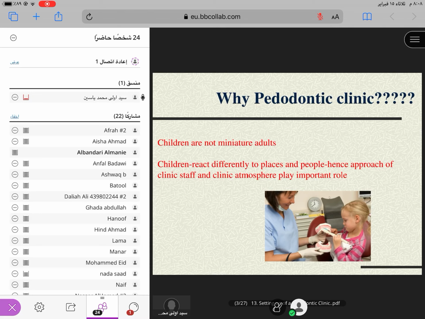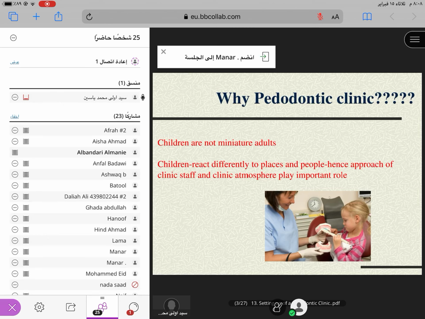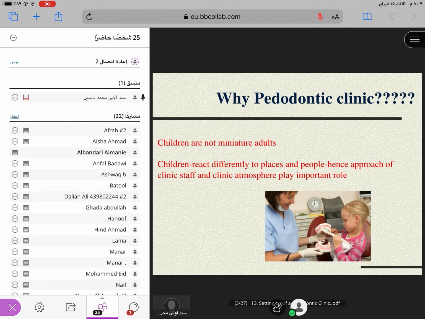For this reason, you have to come down to the level of the child's mindset. How does a child think, in what way will the child be comfortable? Based on that, you are going to design the clinic. Children react differently to places and people. Hence, the approach of the clinical staff and the clinical atmosphere are very important to make the child cooperative in a dental setup.